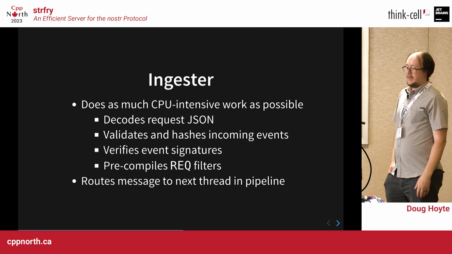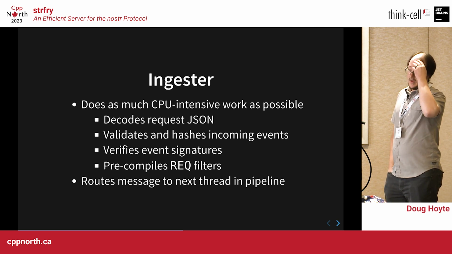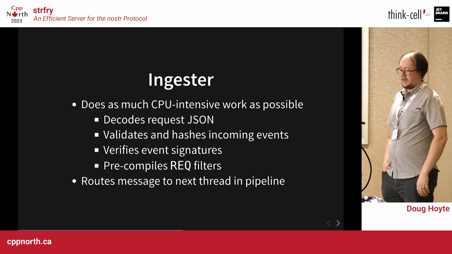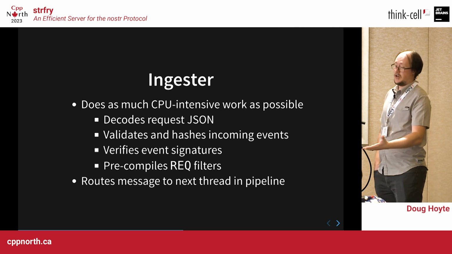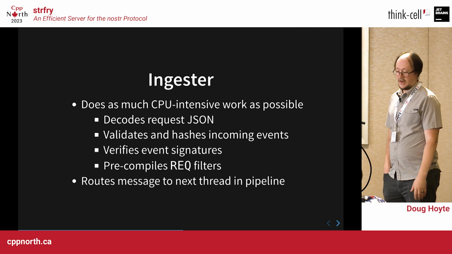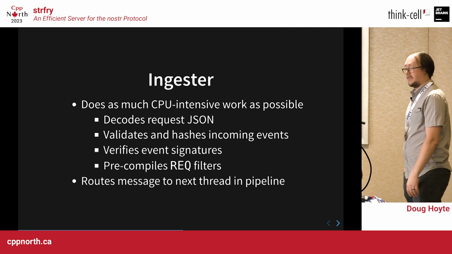The ingester does the CPU intensive work of getting the requests processed and routed to where they need to be. Some of the things it does are decoding the JSON. It validates the hashes and signatures of the request, which is actually the most CPU intensive part, validating the signatures.